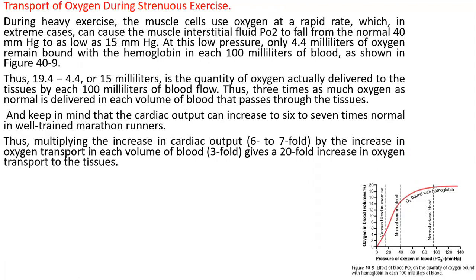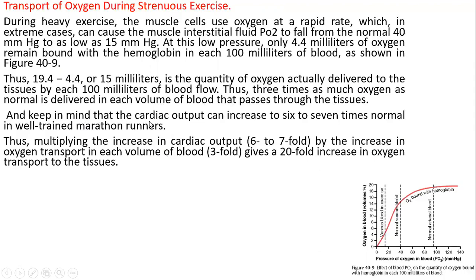الفوليوم مش قد 4.4، قد الفرق بينه وبين الأرتيريال. الفرق بينه وبين الأرتيريال راح يكون 19.4 ناقص 4.4، هو 15 مل, is the quantity of oxygen actually delivered to the tissues for each 100 ml of blood flow. High exercise thus delivers 3 times as much oxygen as normal in each volume of blood that passes through the tissues.